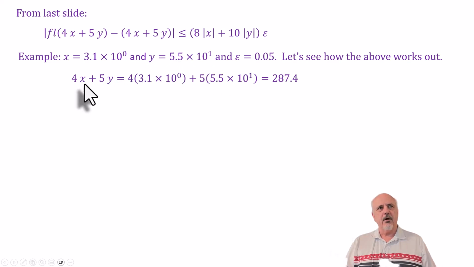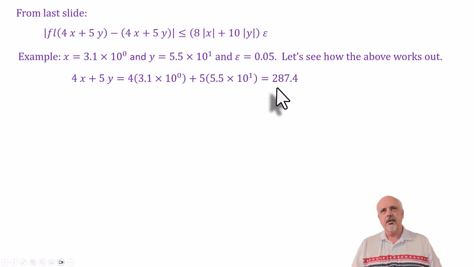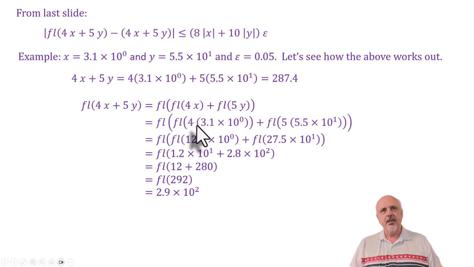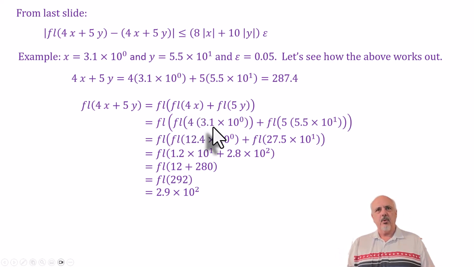So I know that 4x plus 5y, when I put in the values, I get 287.4. That's my true value. And then floated, I'll need to do each one individually. So I take the 3.1 times 4, which is going to be 12.4, and then I float that, I get 1.2 times 10.